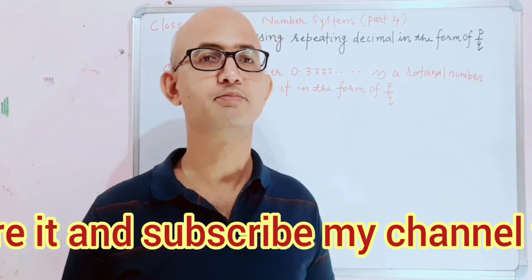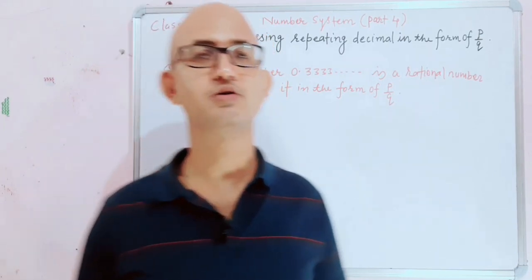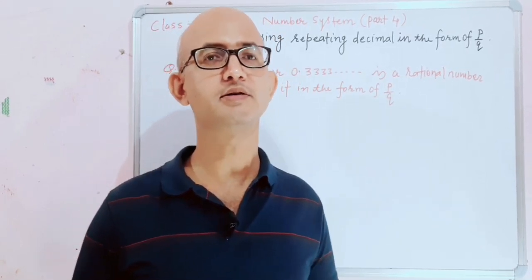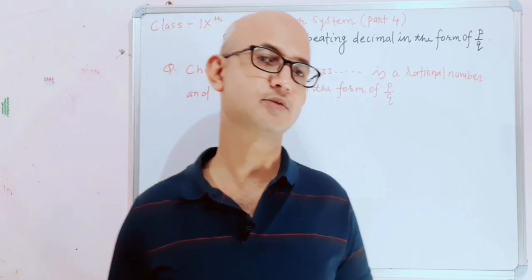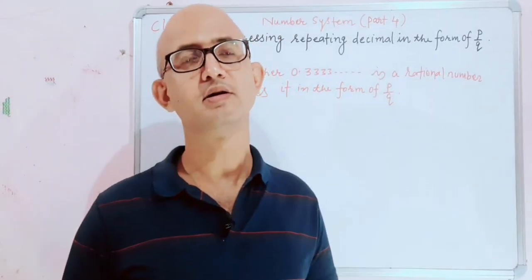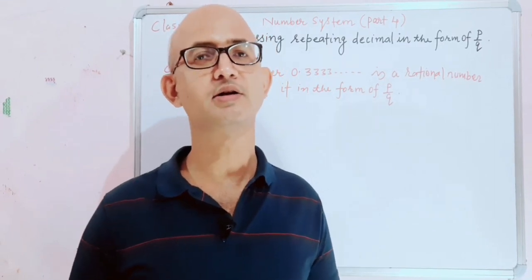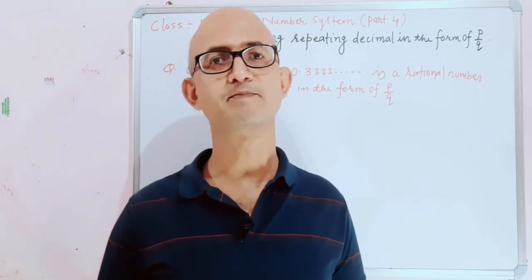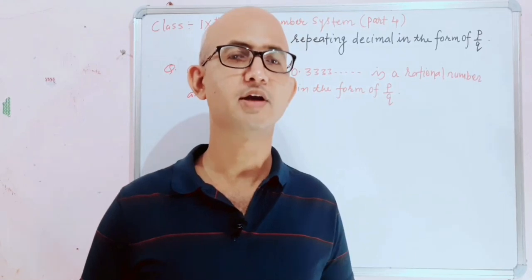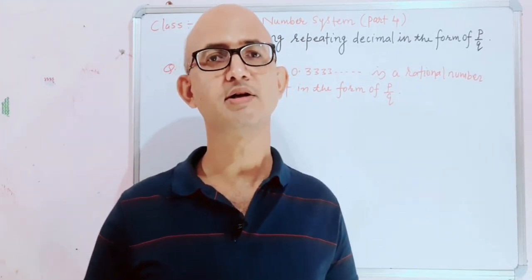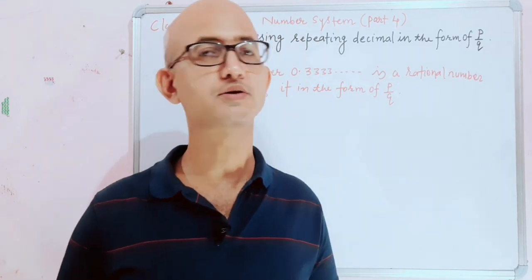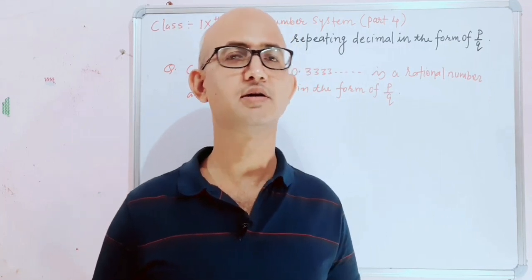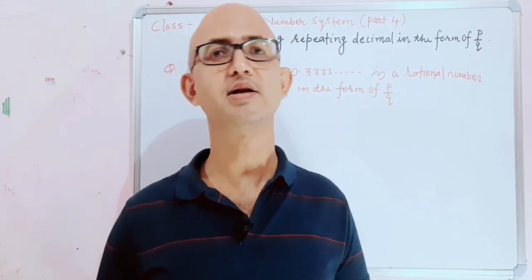Before watching this video, make sure that you have watched the last three videos on number system. In the last video on number system, we learned that a real number has three types of decimal expressions: terminating, non-terminating repeating, and non-terminating non-repeating. When a real number has a terminating decimal expression, it is a rational number. When it has a non-terminating repeating decimal expression, it is also a rational number. But when it has a non-terminating, non-repeating decimal expression, it is an irrational number.